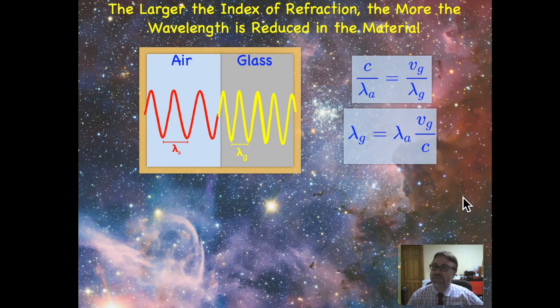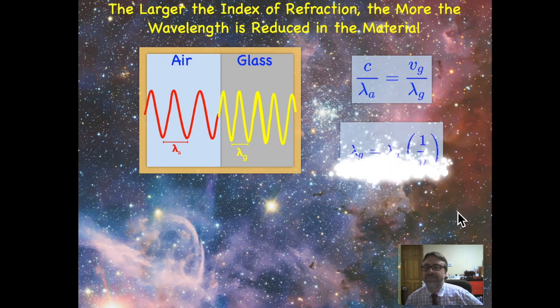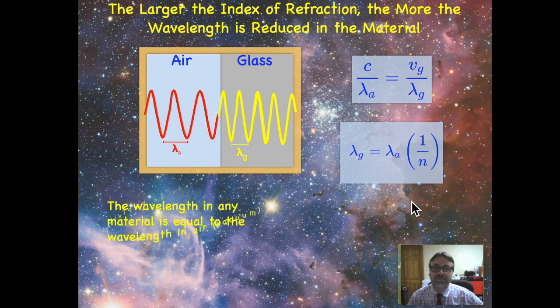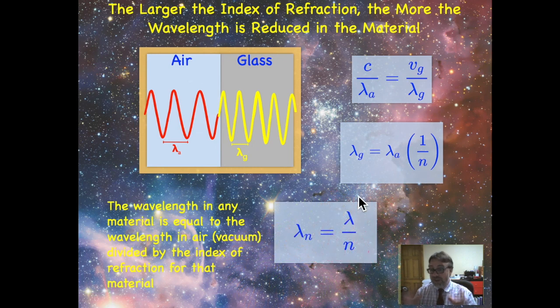So let me replace this equation with 1 over n. And I see that the wavelength in glass is the same thing as the wavelength in air divided by the index of refraction for the glass. So that's a very handy rule to know. It's a handy shortcut. You could always get this result if you solve for the frequency on both sides of the boundary, but if you want a very quick way to find the new wavelength, remember this relationship.